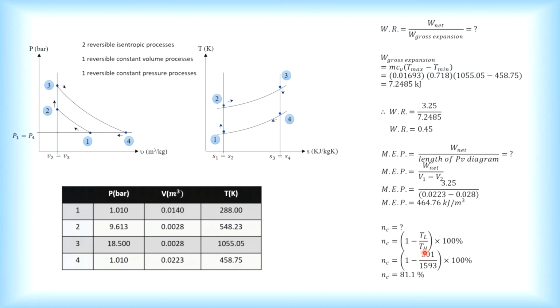Then the next one is the Carnot. Remember the lowest temperature in the cycle. The lowest temperature in the cycle should be 288. I think something is wrong; I took something wrongly here. Very sorry. The lowest temperature is here, and the highest temperature is this. So you take the lowest divided by the highest temperature. Something is wrong. Okay. Thank you very much.